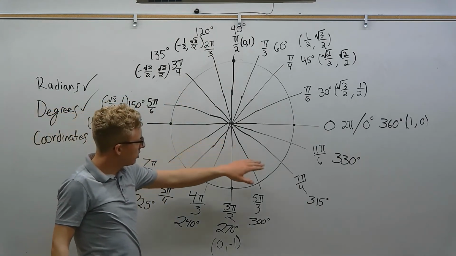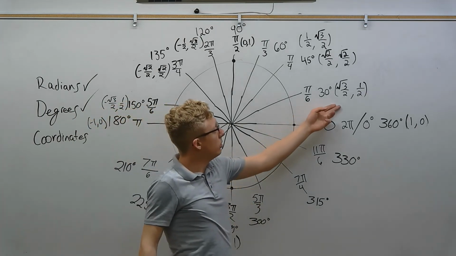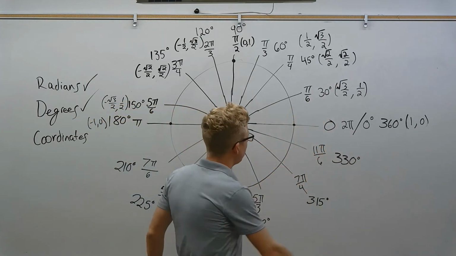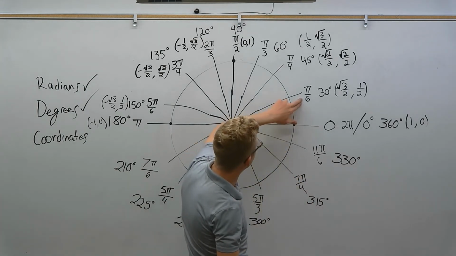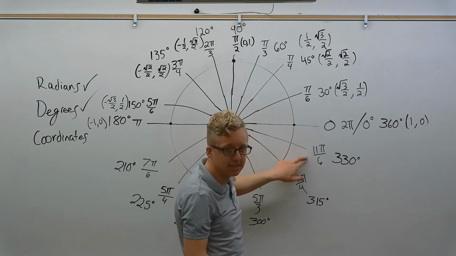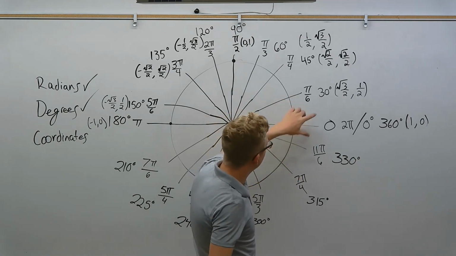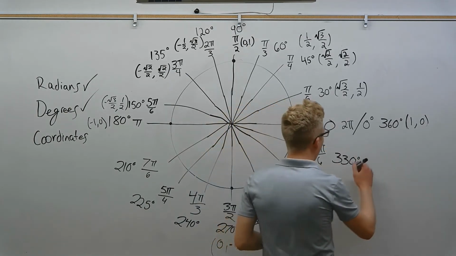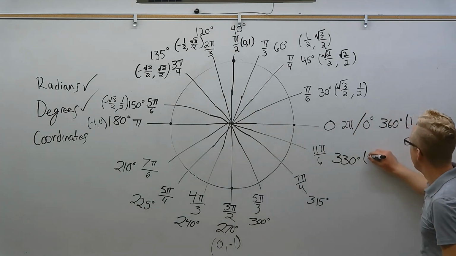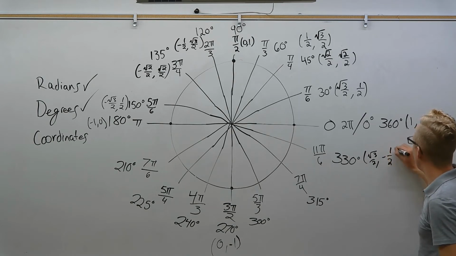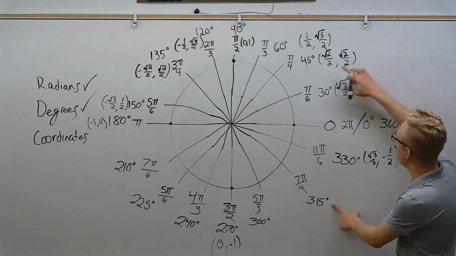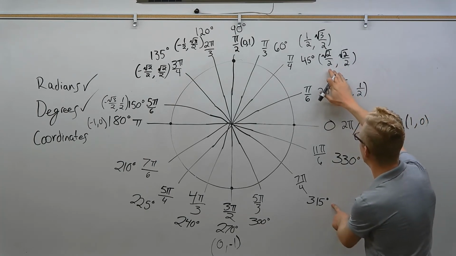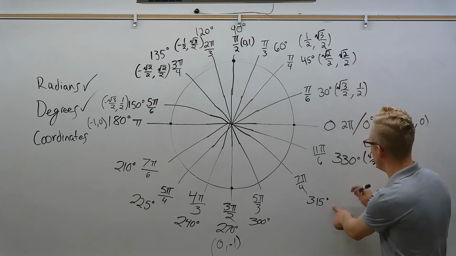Okay, let's go to the fourth quadrant here. Now we just need to negate the y's. Okay, so the 11 pi-6 here corresponds to the pi-6 here. So we just negate the y-coordinate. Okay, so right here we're going to have positive root 3 over 2, negative 1/2. Down here we're going to have a positive root 2 over 2 and a negative root 2 over 2 in the y.